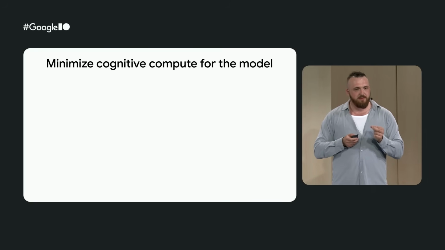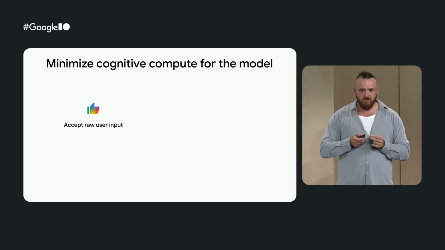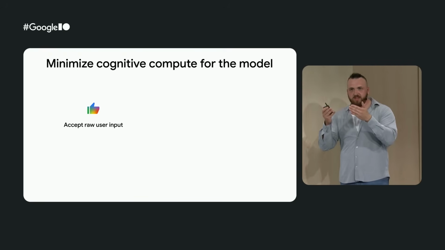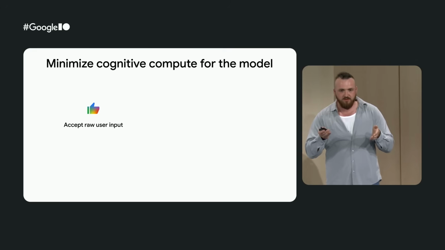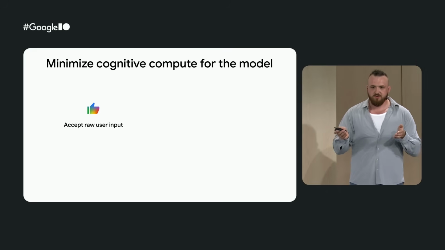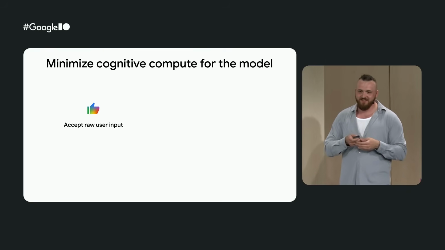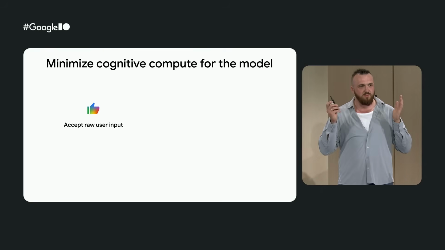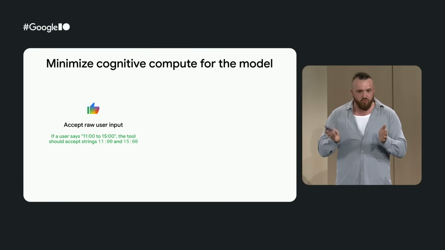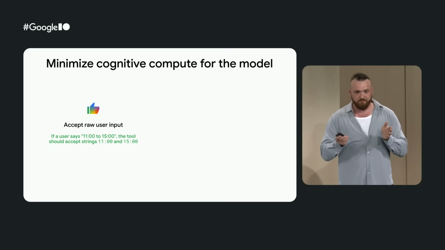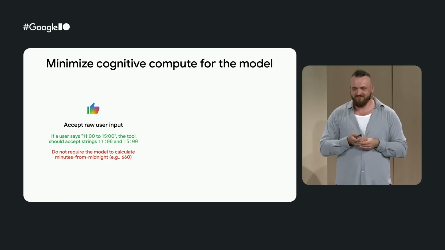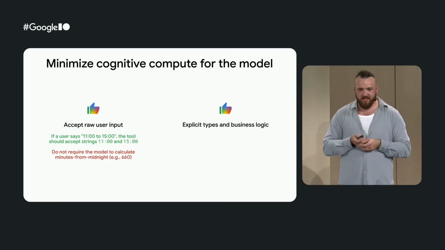Number two, minimize cognitive compute for the model. We have to accept raw user input, and we have to anticipate what the user might want to type for our tools, for our website, right? So we should avoid asking the agent to perform math or transformations, any calculations. It should be all within your WebMCP tool logic. If the user says from 11 to 15, the tool should accept the strings 11 to 15. Do not require the model to calculate minutes from midnight, right? This can end up badly.